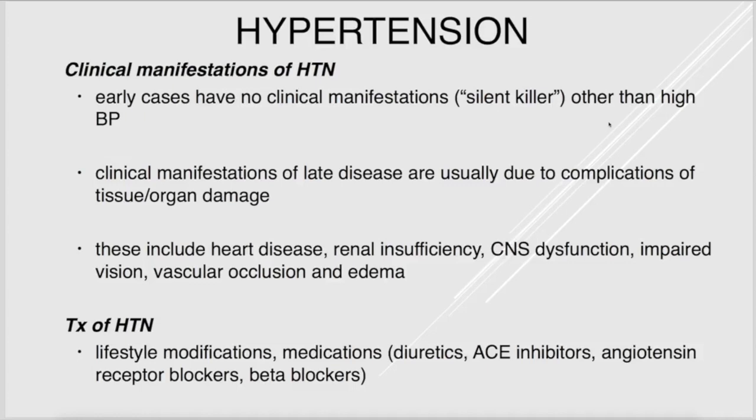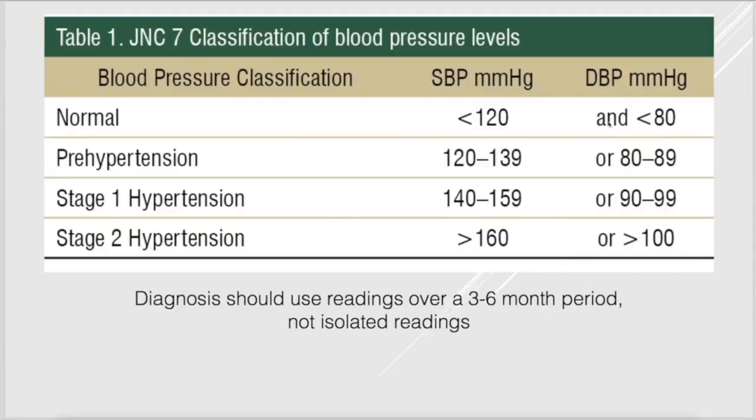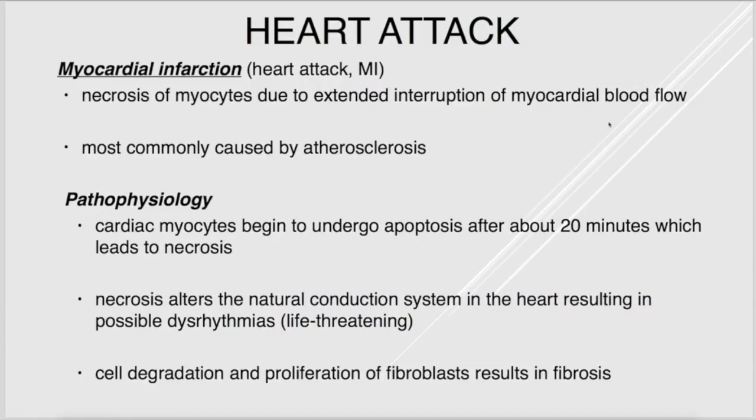So as far as treatment, lifestyle modifications can take people a long way. I'm going to say that about pretty much any disease. But of course, all the typical players when it comes to the drugs: ACE inhibitors, ARB blockers, beta blockers, diuretics, all of those are used very commonly. And here's just a sign. For diagnosis, you ideally should use multiple readings over a 3 to 6 month period. Unfortunately, those recommendations aren't always followed.